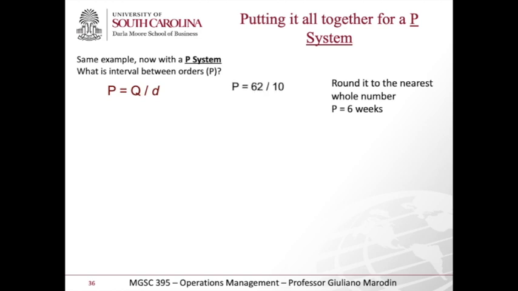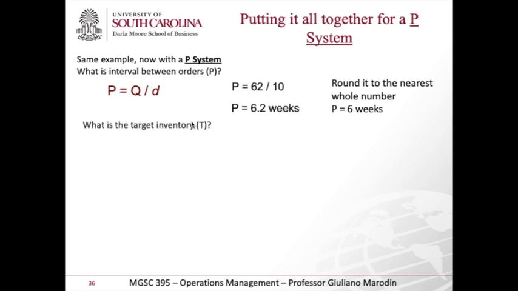This is weekly demand. Okay, so in the problem, 62 was the quantity here, the economic order quantity that we calculated for the example, and then the demand was 10 per week. So basically P is 6.2 weeks. So we're going to round it to the nearest number and purchase that item once every 6 weeks.